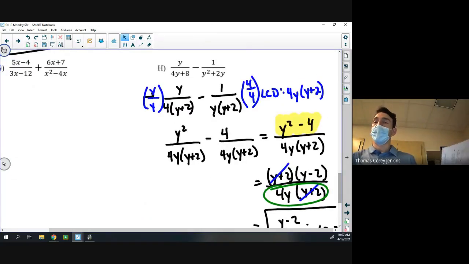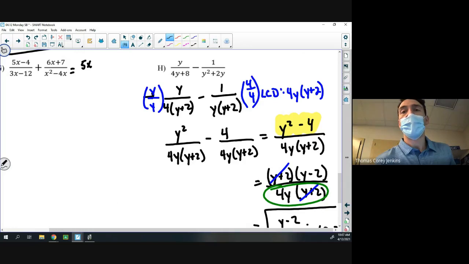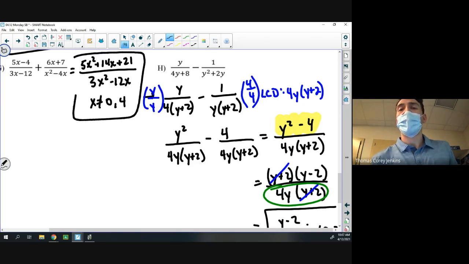And then your answer for the next one, if you even got that far, was 5x squared plus 14x plus 21 over 3x squared minus 12x, or 3x times x minus 4. And then your restrictions would be 0 and 4. X can't be 0, x can't be 4. So like I say, if you feel pretty good about those, feel free to get a head start on your homework. We're going to be talking more about this lesson tomorrow.